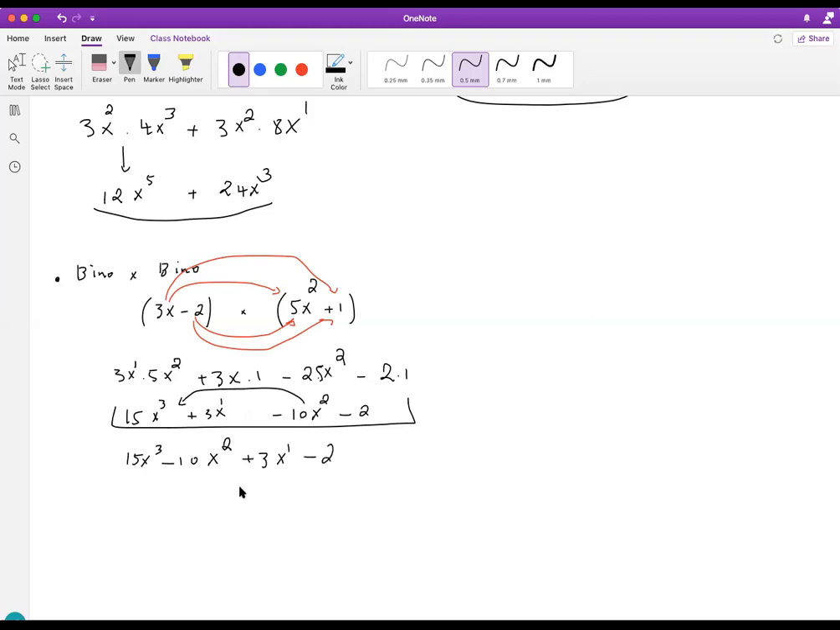What's the degree again of this polynomial? 3. That's right. The degree is the highest of all. The highest, yeah. That's 3. So that's the final answer. You don't need to do anything else because all these terms are different.